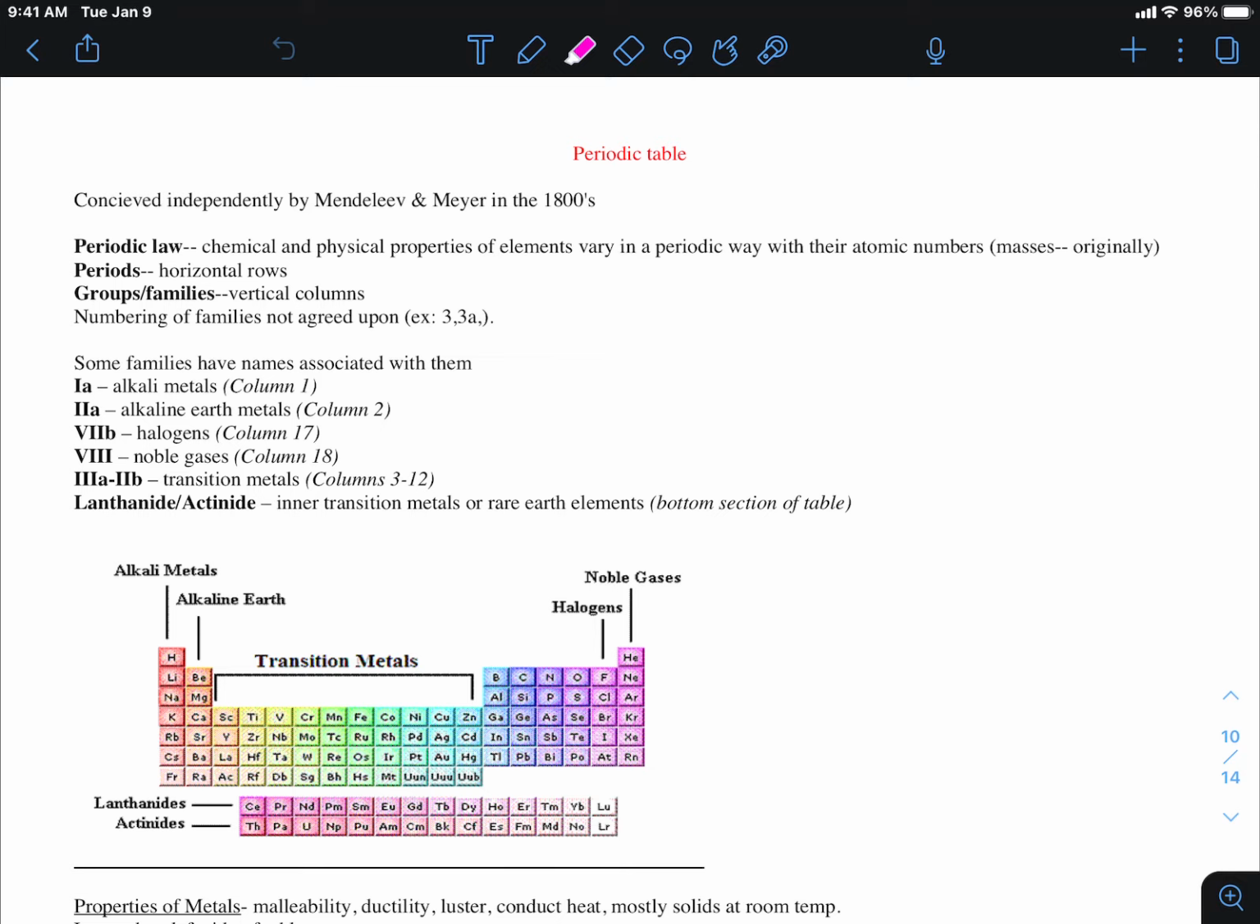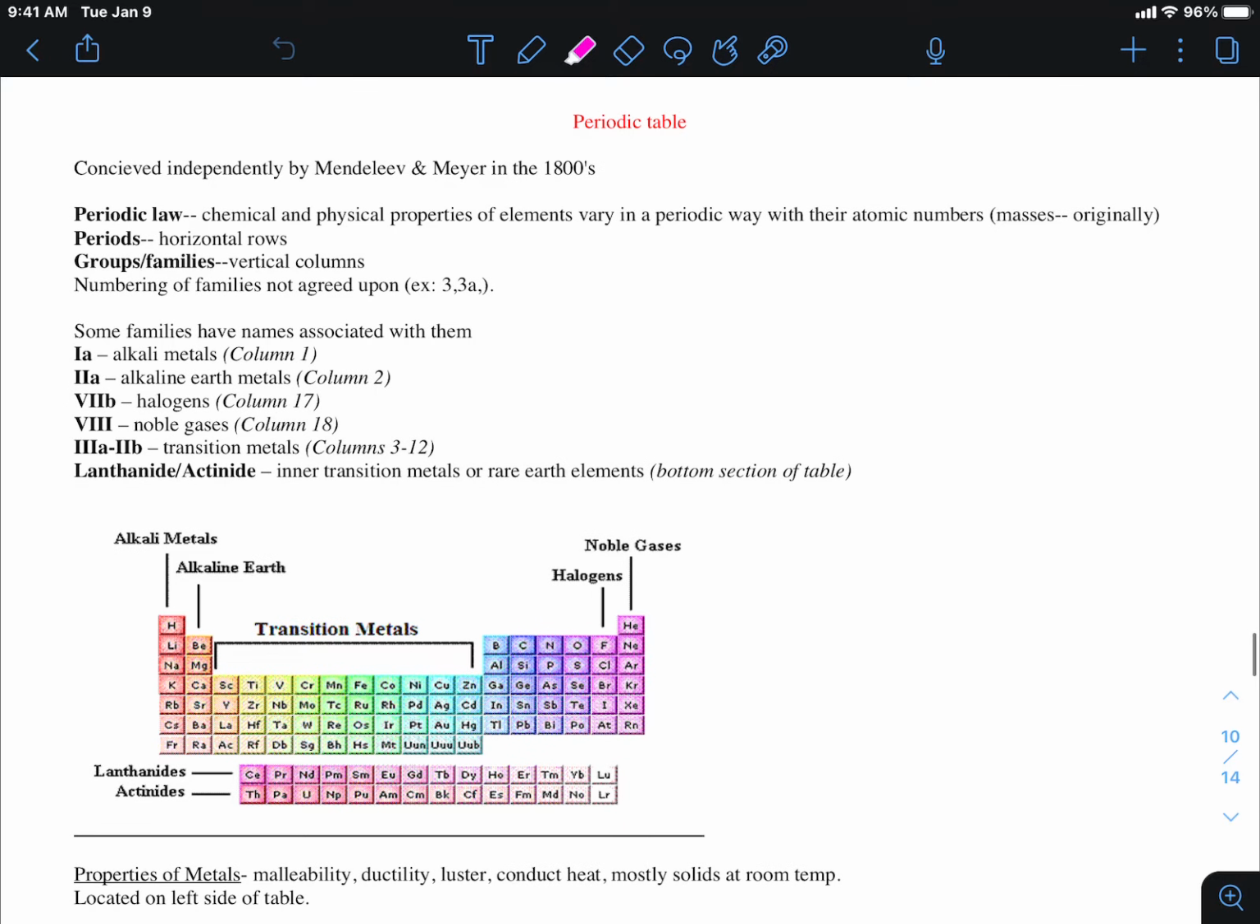All right, so we've pointed a lot at the periodic table so far this unit, right? But we haven't formally introduced it. So this, yes, is a picture of the periodic table, right? So we need to introduce ourselves to a couple of terms.